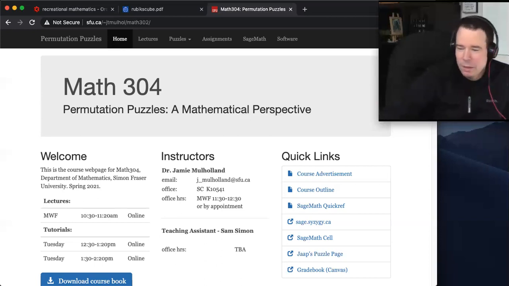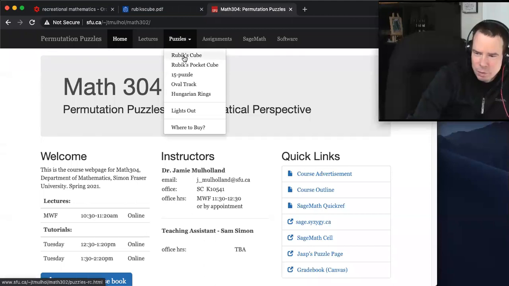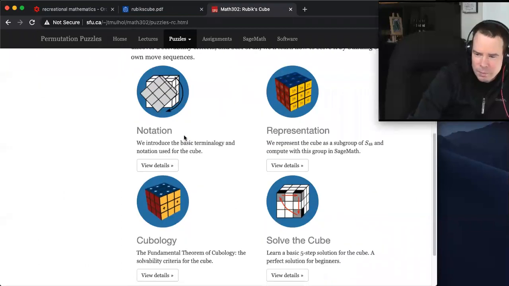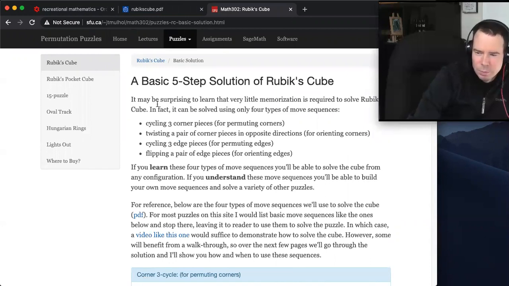But I appreciate that as you're playing with it, you might just want to know how to solve it. And so you may Google how to solve the cube. There's thousands of videos that will pop up, all different methods. So I do have your back on that one. Let me just indicate that if you go to the Rubik's Cube part of our course and scroll down, there is Solve the Cube. If you click on that link, it gets you to the basic 5-step solution of the Rubik's Cube.